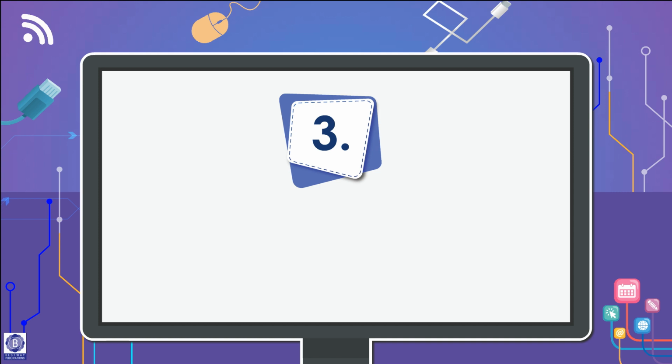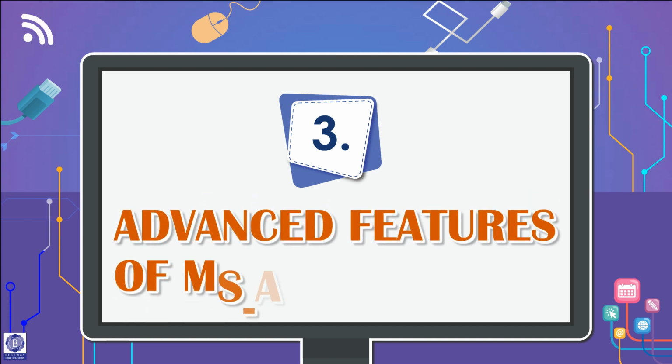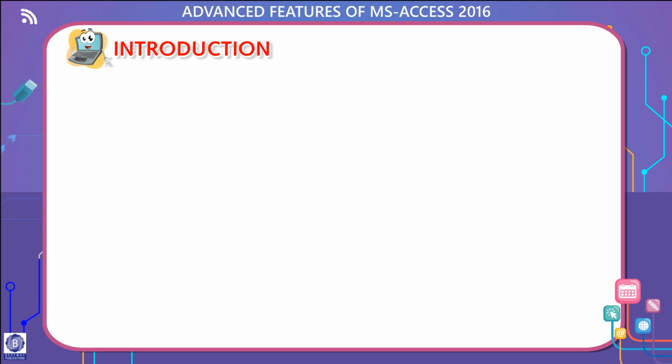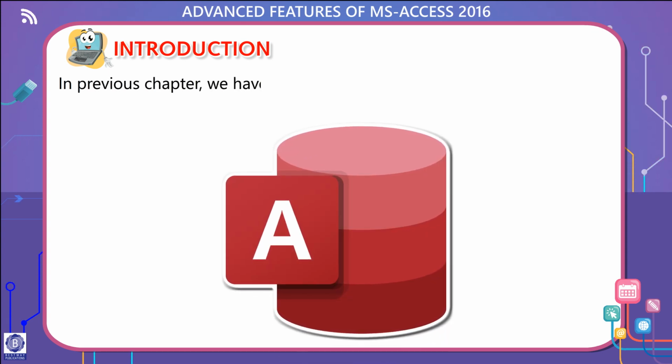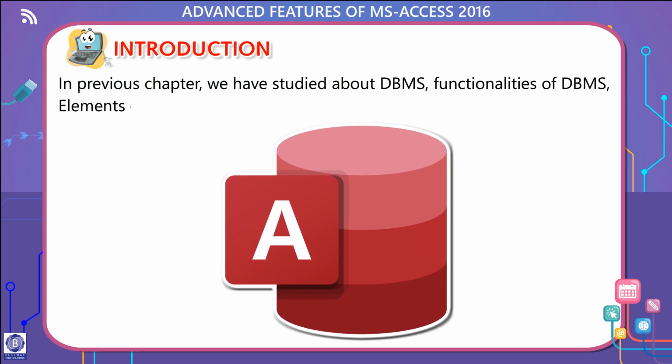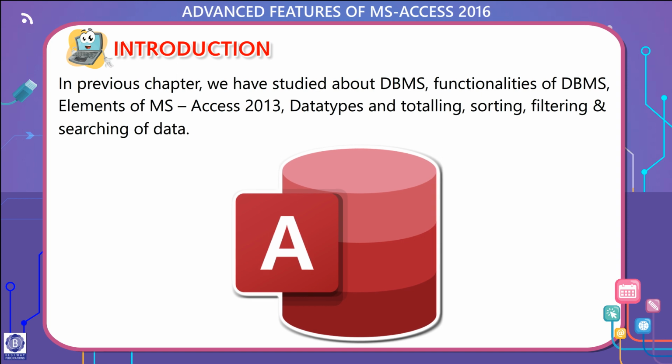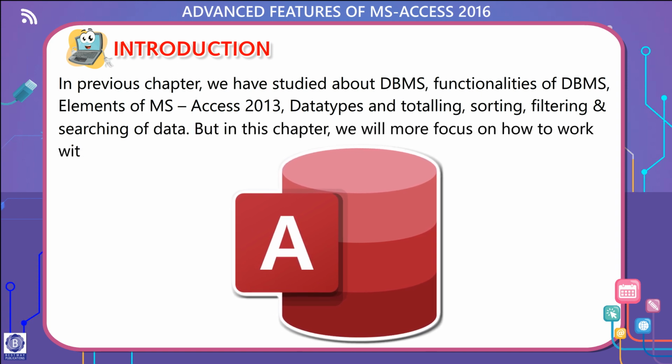Lesson 3: Advanced Features of MS Access 2016. Introduction. In the previous chapter, we have studied about DBMS, functionalities of DBMS, elements of MS Access 2013, data types, and totaling, sorting, filtering and searching of data. But in this chapter, we will focus more on how to work with tables in design view.